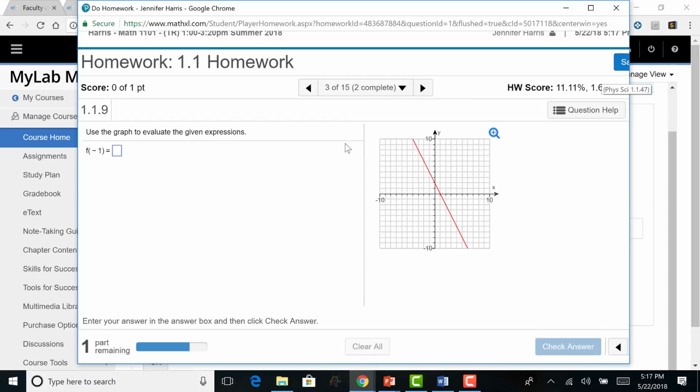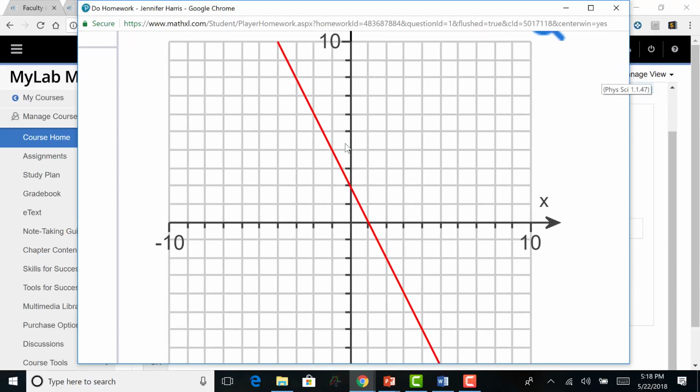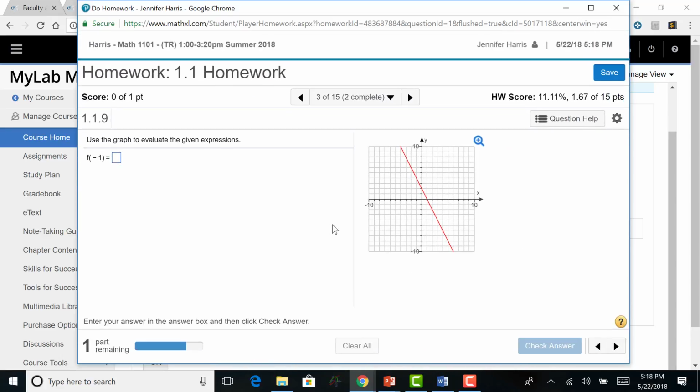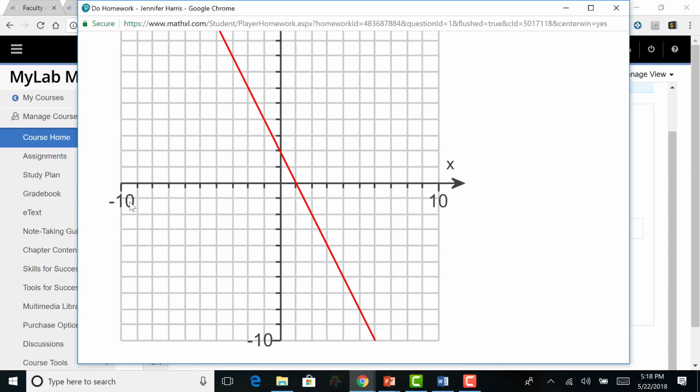All right. You've got the same question. It says use the graph to evaluate f of -1. Look at the graph. What's f of -1? Find -1 on the x-axis. Find the x-axis and find -1 on the x-axis. Okay, you have to go up or down until you hit the red line. Which way are you going to go? 1, 2, 3, 4. We're good?